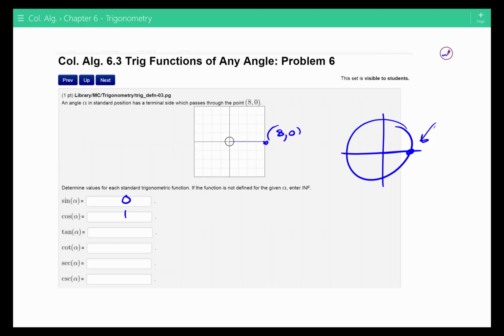The tangent is sine over cosine, so it'd be 0 over 1, which is 0. The cotangent's the reciprocal of tangent, so it'd be 1 over 0, which is undefined. Right, I'm looking at this point, this is (1, 0). So cotangent's going to be, instead of sine over cosine, it's cosine over sine, so it's 1 over 0, which is undefined. And then secant is 1 over cosine, so it's 1 over 1, which is just 1. And then cosecant is 1 over sine, so that's 1 over 0. Sine is the y value here, so that's also undefined.